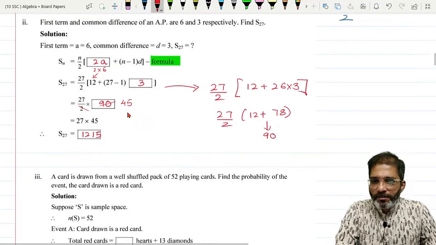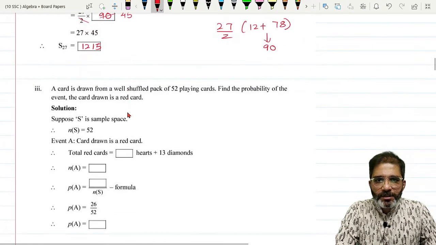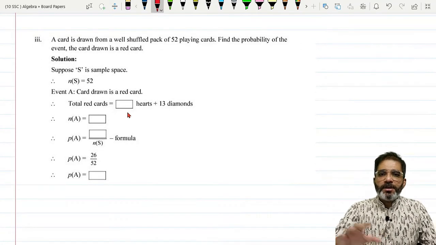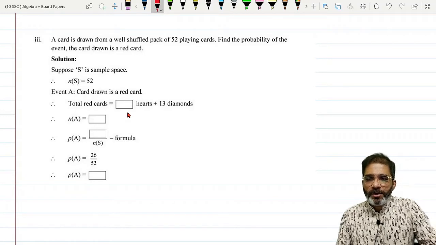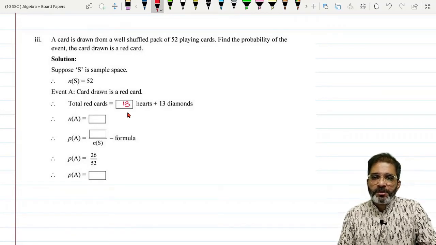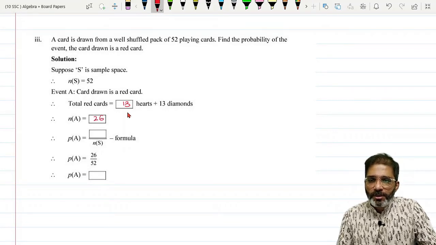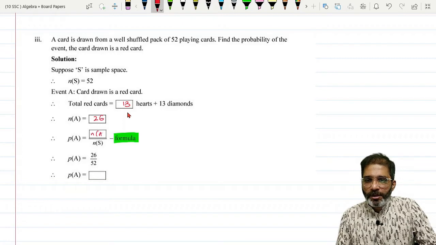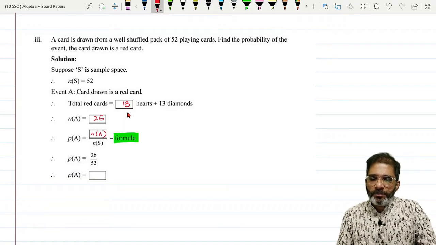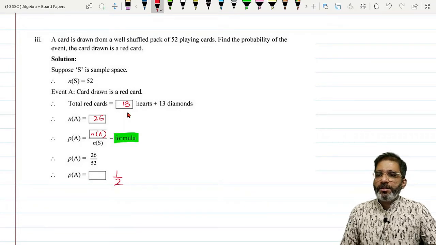So this is the activity, the second activity. Let's see the third one. Okay, it is a card sum based on probability. So there are total 52 cards, so ns is 52, and you have to find the probability of getting a red card. Okay, so in red card we know that there are total 13 hearts and 13 diamonds, so total there are 26 cards. Here again you have to write down the formula. So the formula is Na upon Ns, that is 26 upon 52. So after I reduce, I get answer as 1 by 2.